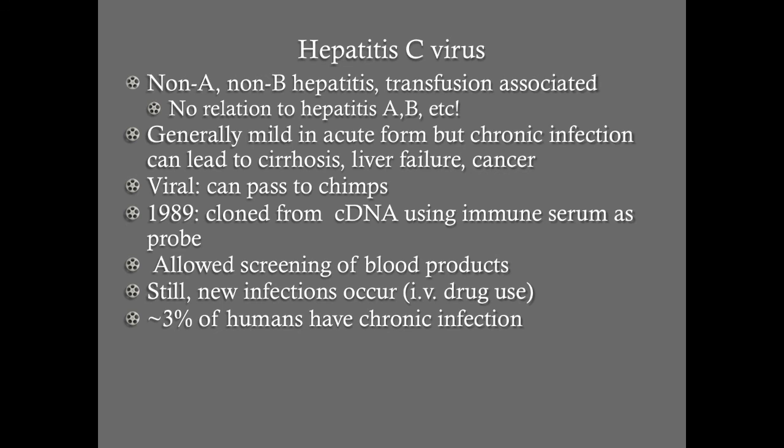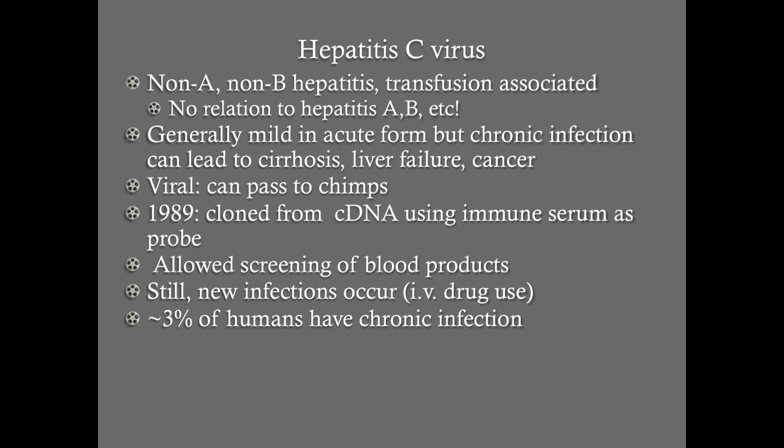Anyway, it was generally believed to be mild, but it could be associated with chronic infection that could lead to much more severe things, and often did: cirrhosis, liver failure, liver cancer. It was found to be a viral thing that could be passed to chimpanzees. We no longer use this research model, but it was fairly instrumental in solving some of this. And it was cloned entirely by molecular means. Nobody was ever able to isolate it from an individual and grow it in cell culture. They did it using a cDNA library, looking for things that reacted with HCV antibody.